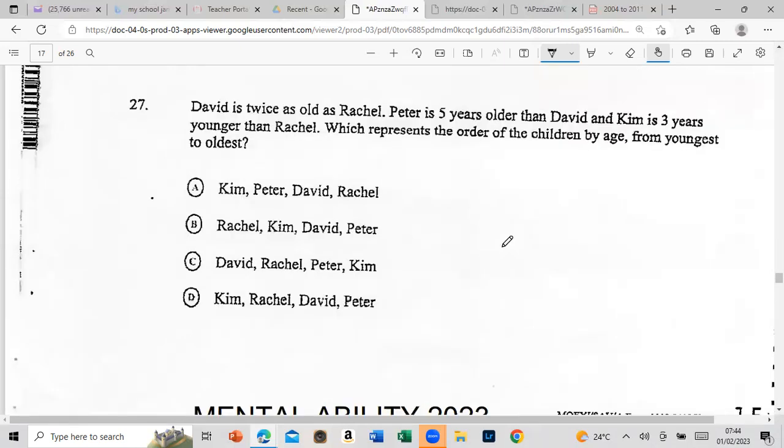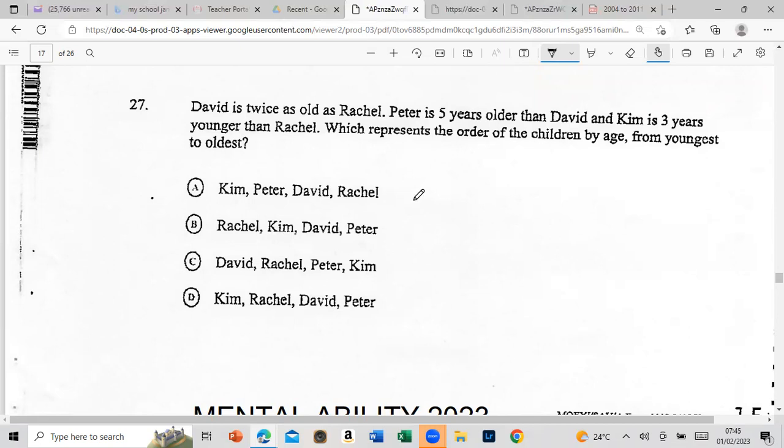David is twice as old as Rachel. Peter is 5 years older than David and Kevin, and Kim is 3 years younger than Rachel. Which represents the children by age from the youngest to the oldest?